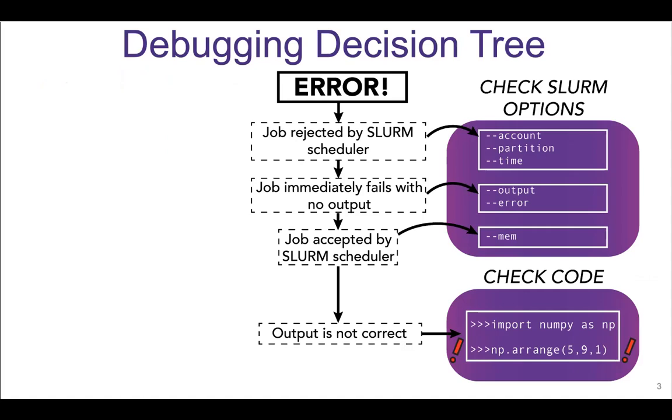One way to think about debugging your job is to follow this simple decision tree. Errors that Quest users experience usually fall into three major categories. The Slurm scheduler might immediately reject your job, the job may immediately fail with no output, or the job might be accepted by the Slurm scheduler, but something is wrong about the output. We will walk through these major error categories and will provide examples of the most common issues within each one.